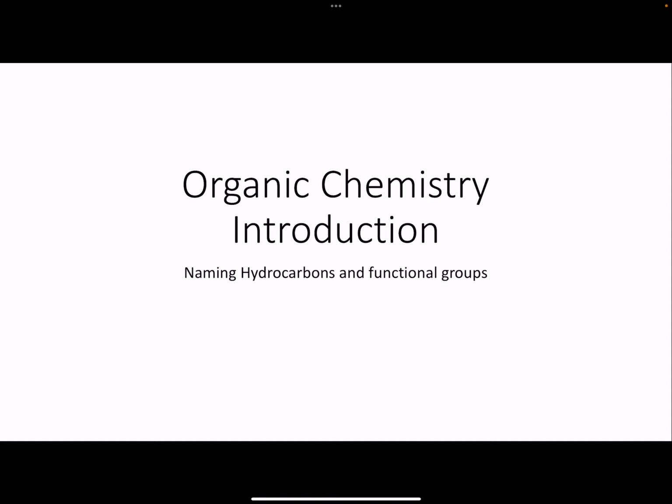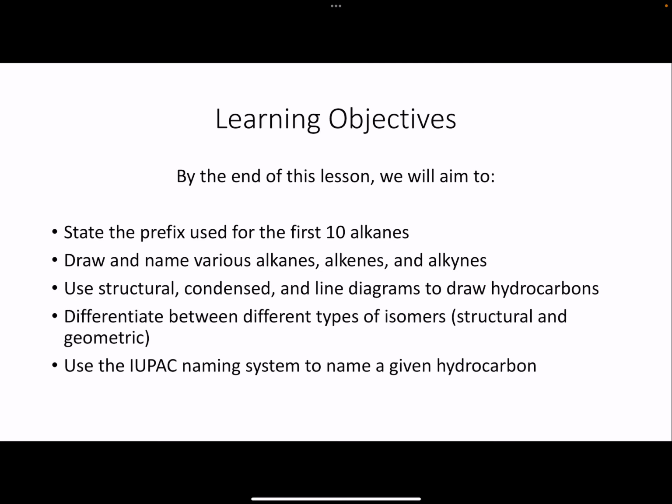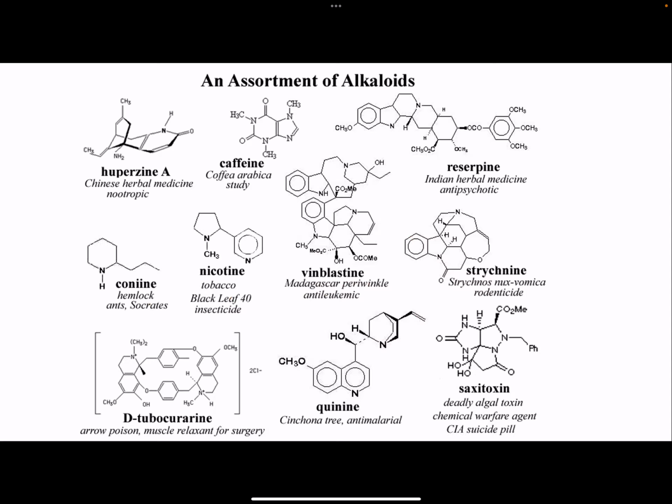And here's where we'll start to put everything together and understand what the formulas mean and where the names are related to the number of atoms. So our learning goals here are pretty straightforward. We want to be able to draw the first 10 alkanes, and we'll talk about what that means. Over the next lesson or two, we'll get into different types of organic molecules. We really want to be able to use those structural, condensed, and line diagrams to represent these. So that's our goal for the first portion here.